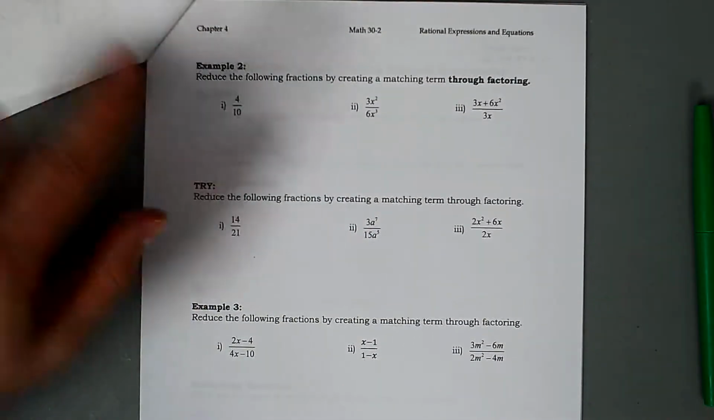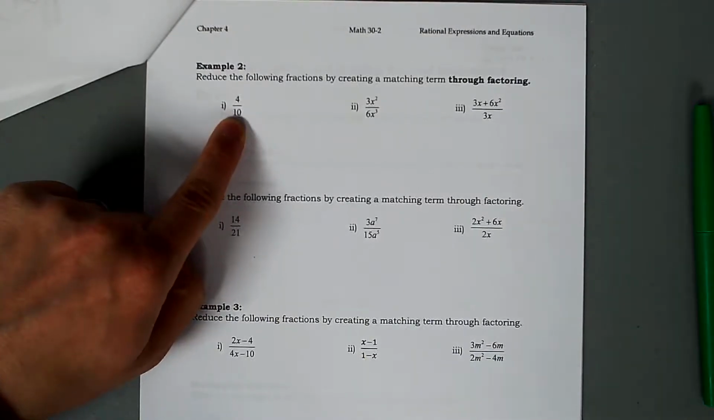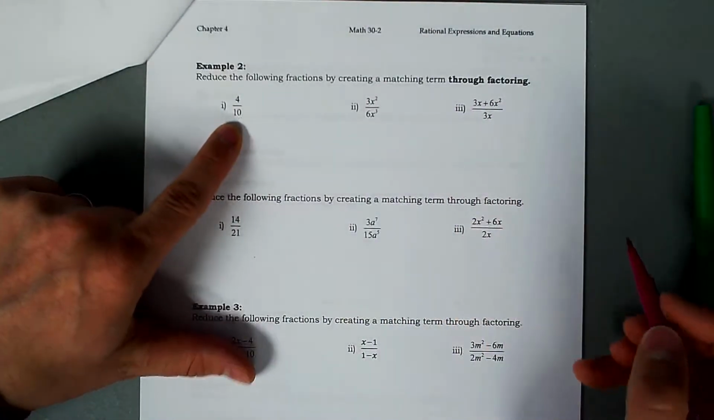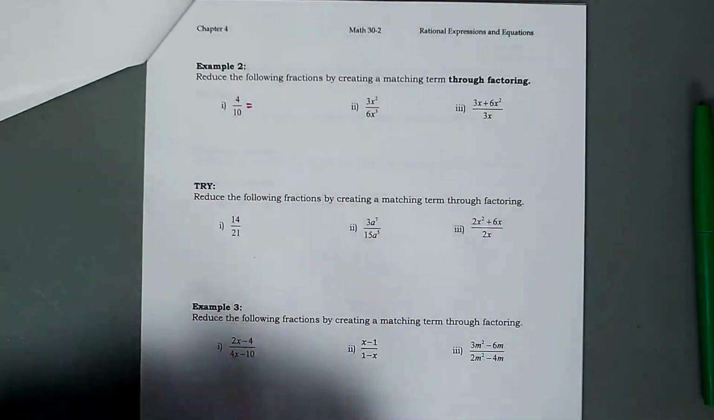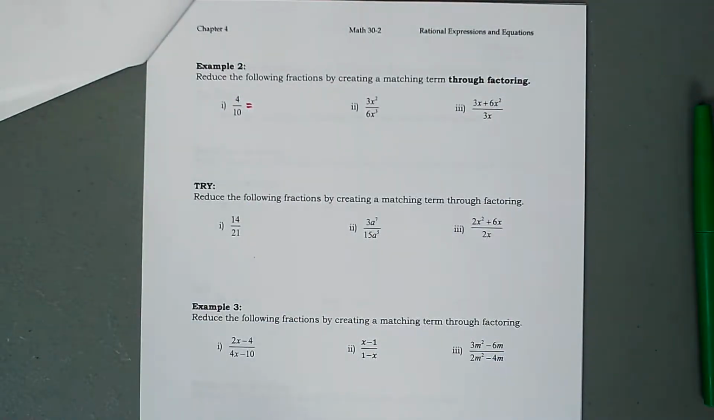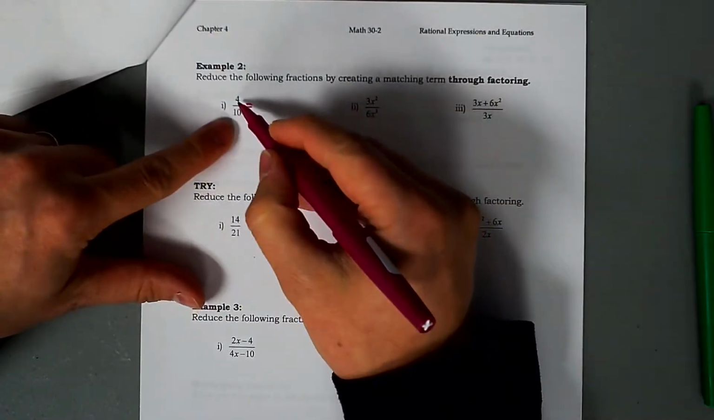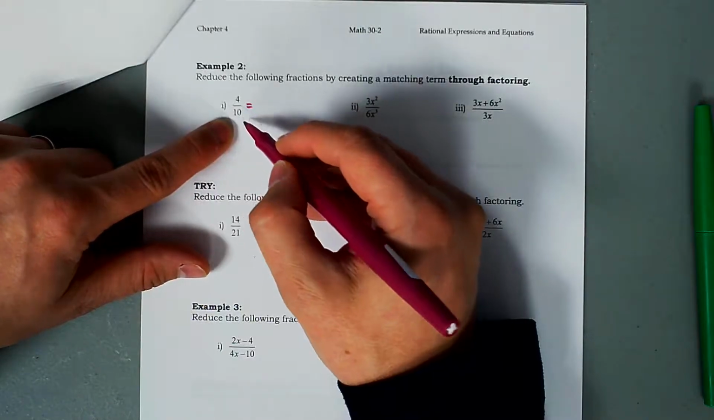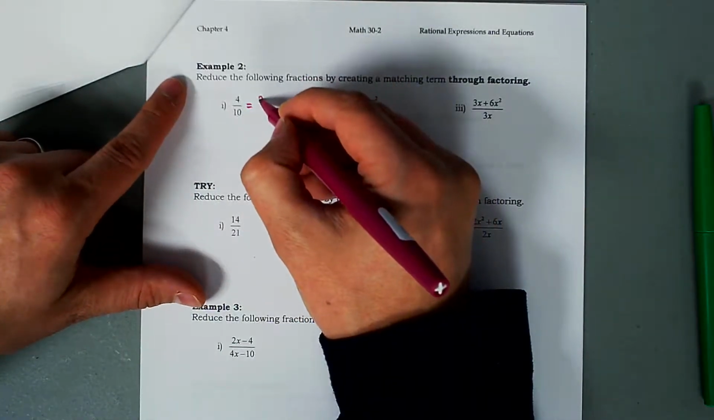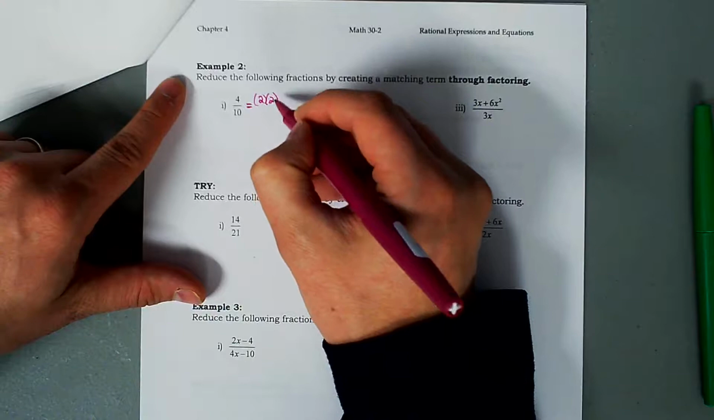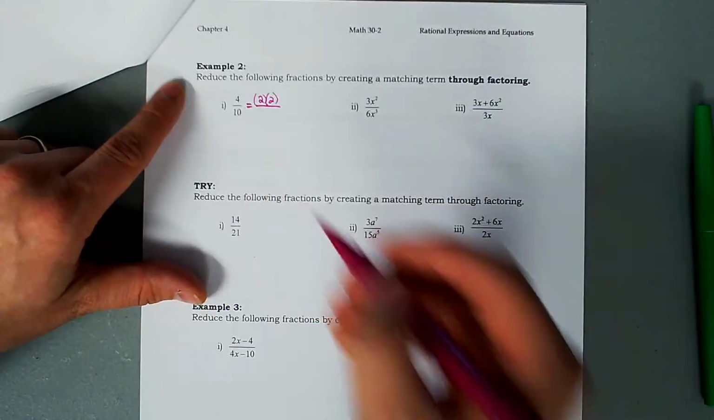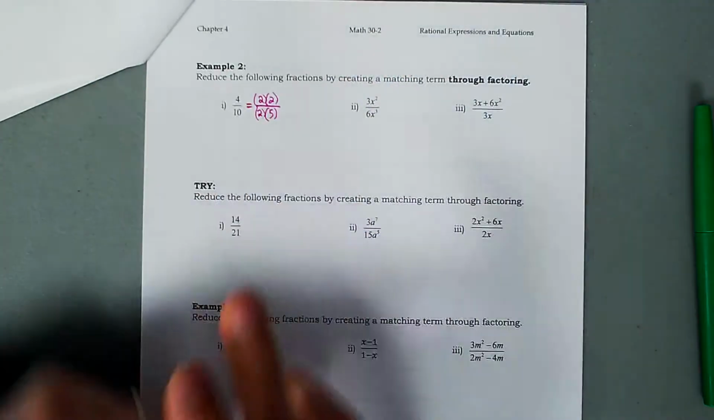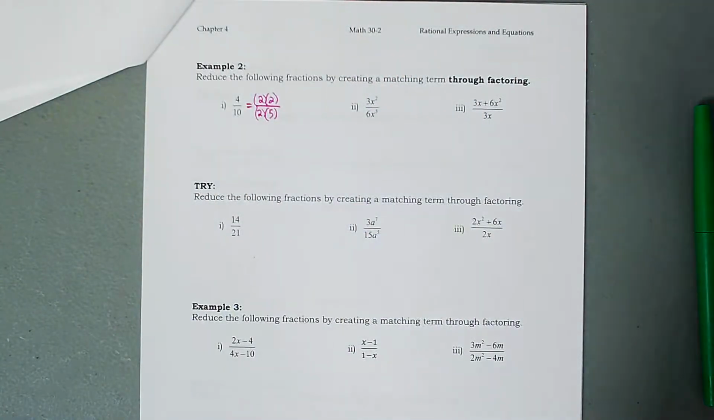So reduce or simplify the following fractions by creating a matching term through factoring. Factoring is breaking a number up into a product. Now you might look at this and say, oh, I can divide by 2, I can make this simpler. Just to show you what we're doing and why, I'm going to break 4 into its 2 factors, 2 by 2. A 10 I'm going to break into a 2 by 5. It's still factoring, but it's breaking it into 2 numbers.